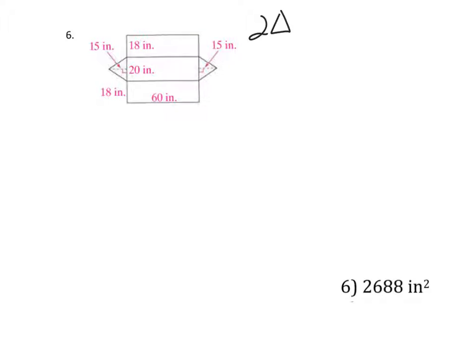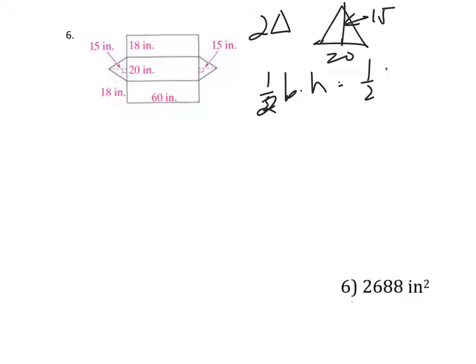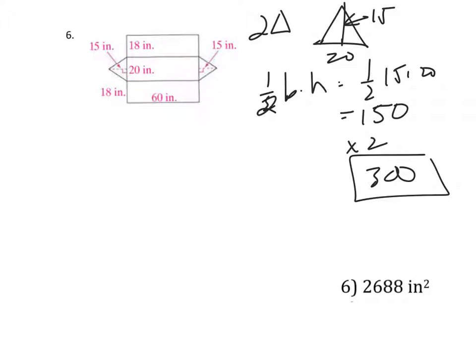And again, I like to draw them out here. So base is 20 and a height of 15. And again, triangle is 1/2 base times height. So that's 1/2 of 15 times 20, which is 150. Again, there's two of those, right? Times 2, so that's 300 for the triangles.